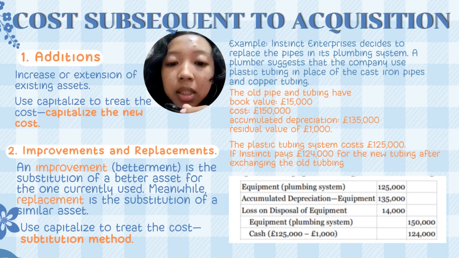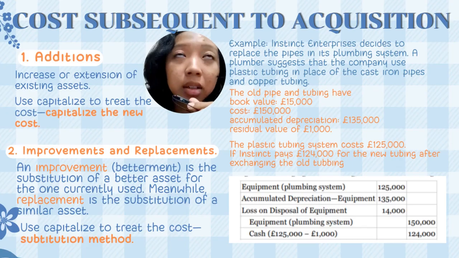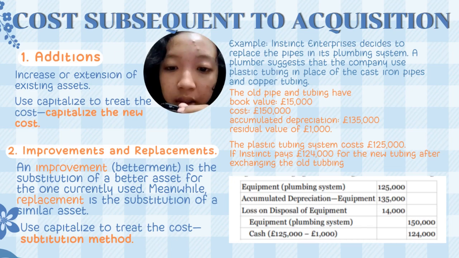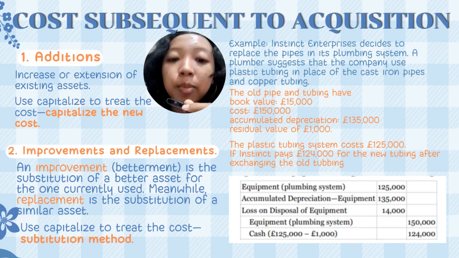Meanwhile, replacement is the substitution of a similar asset. So the biggest difference between improvement and replacement is the new asset. In improvement, the new asset has a better quality than the old one. Meanwhile, in replacement, the new asset has a similar or maybe equal quality to the old one. If improvement and replacement are treated as capitalized, which substitution method?